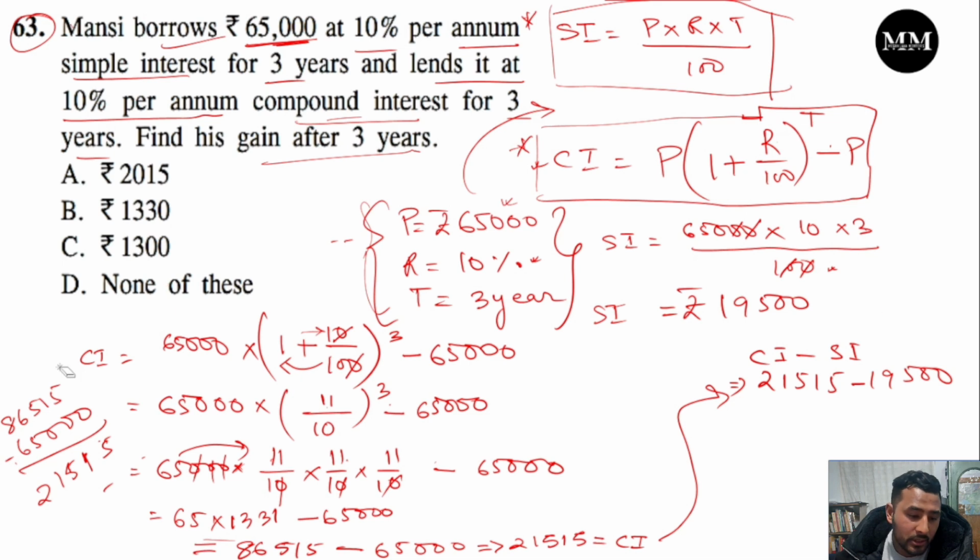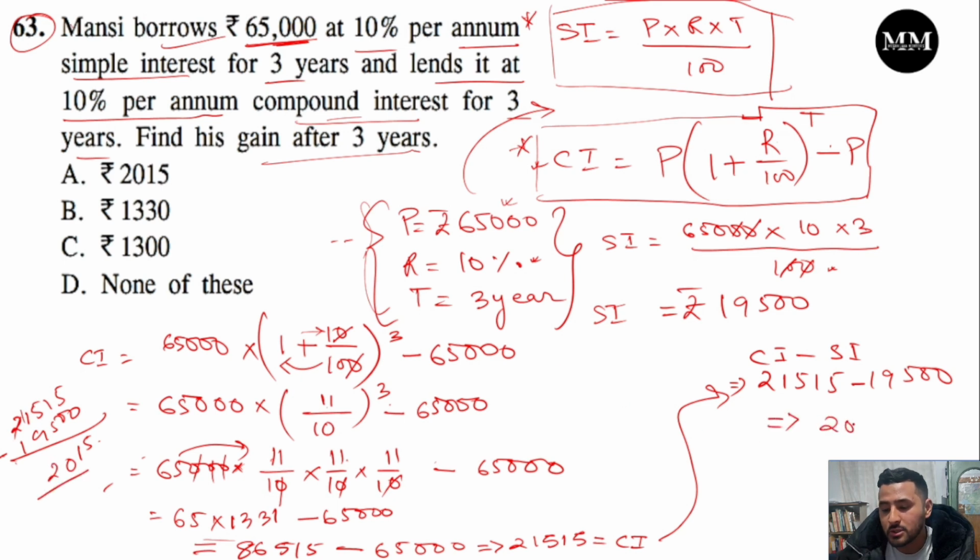Again, let me do it here only. How much? 21515 minus 19500. Okay, 5 minus 0 is 5, 1 minus 1, 5 minus 5 is 0. Then you carry 1, 11 minus 9 is 2. So we're getting 2015. The gain was 2015. Okay. So answer for question number 63 will be option number A.